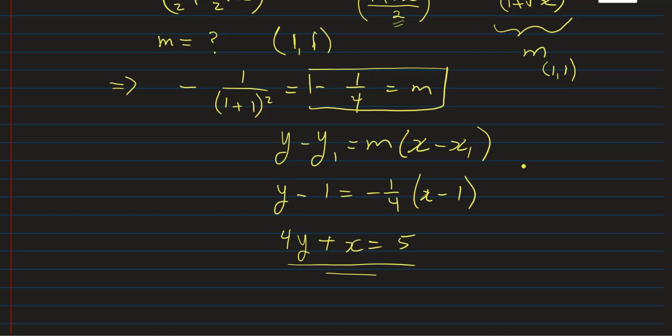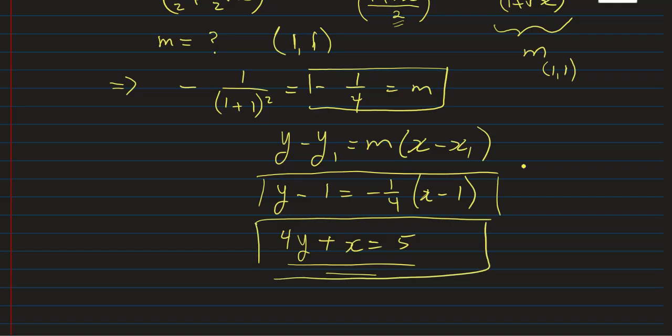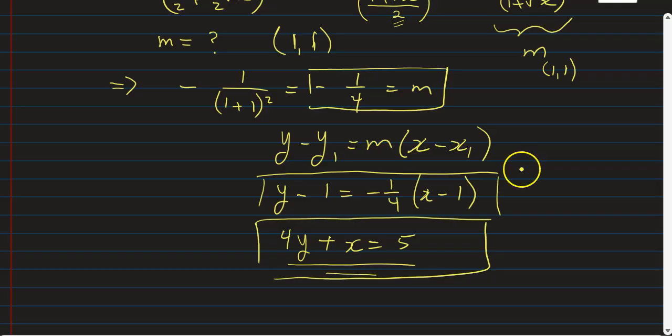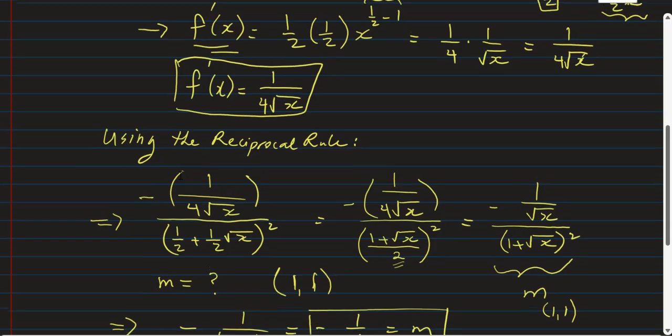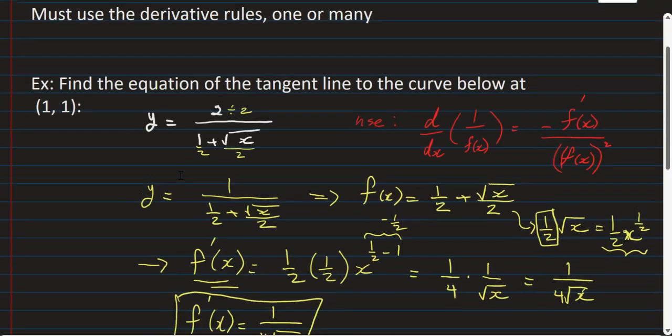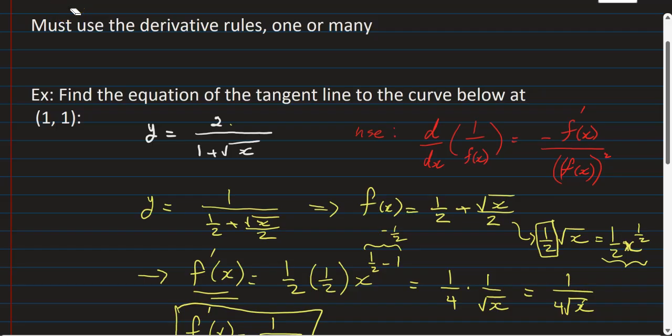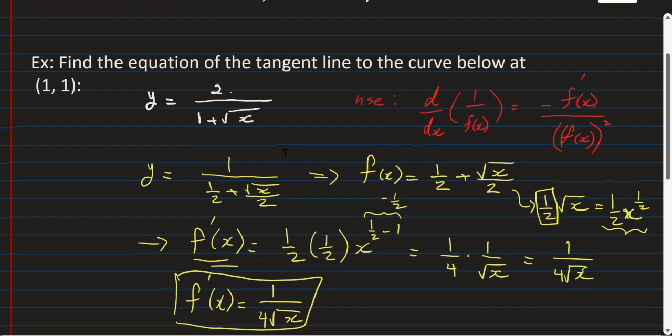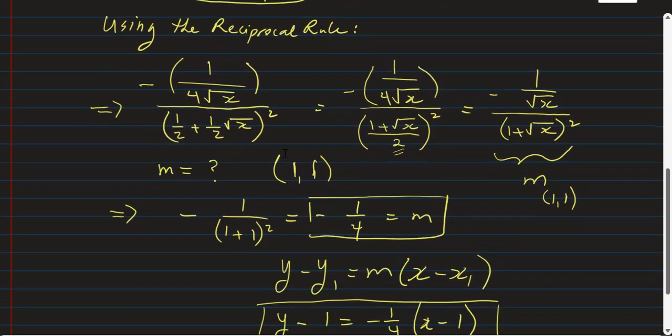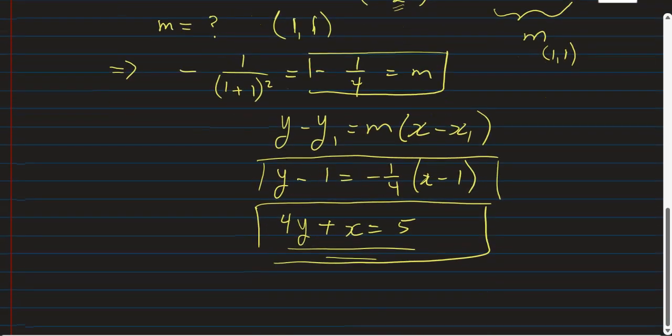But these two, this one and this one, they're both the same. They represent the equation of the tangent line to the curve that is given by this function originally. That's the equation of the curve that we have, the function. So here it is, and that is the final answer.